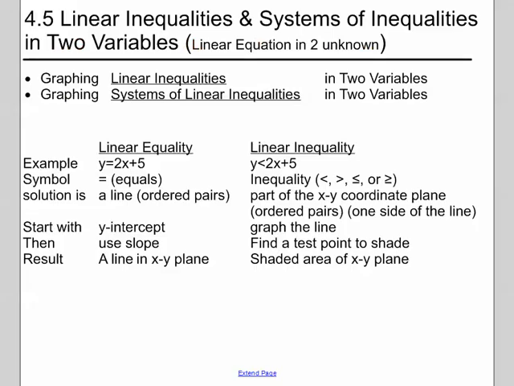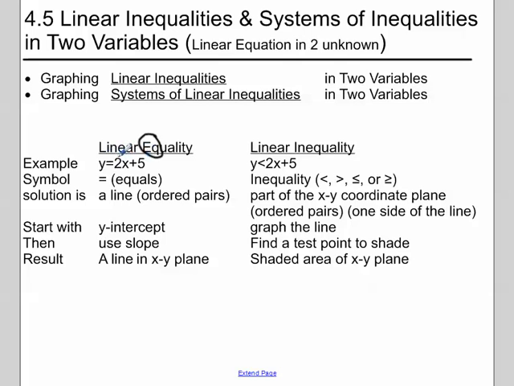So let's take a look at linear inequalities and systems of inequalities in two variables and how it compares to linear equalities. If we've got linear equalities, which we've studied before, they look like this: y equals 2x plus 5, and we've got an equal sign. That's the important thing. The solution is basically a line because we've got y equals mx plus b. We can graph from this information.